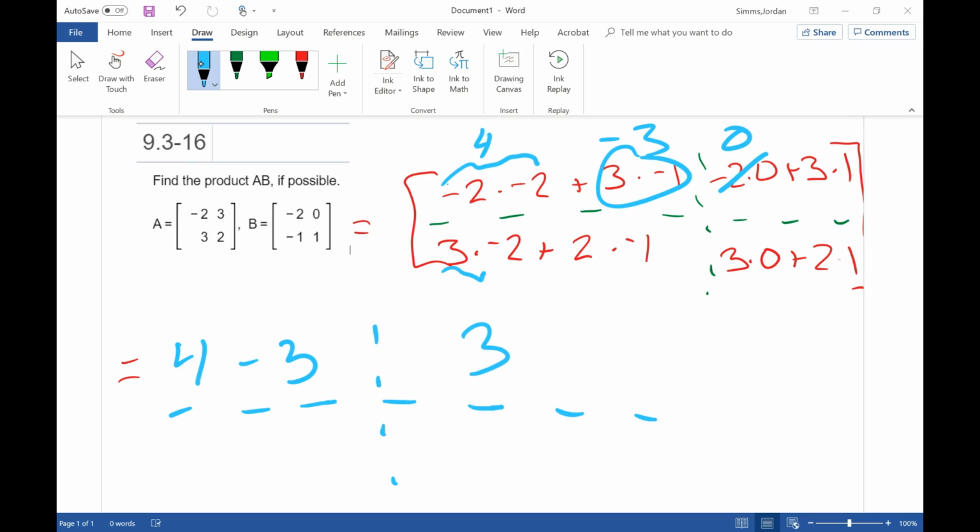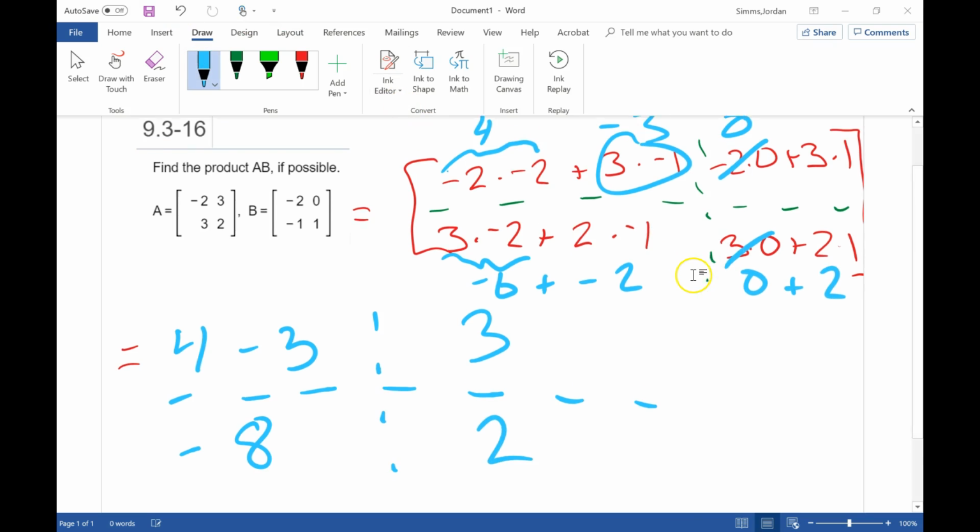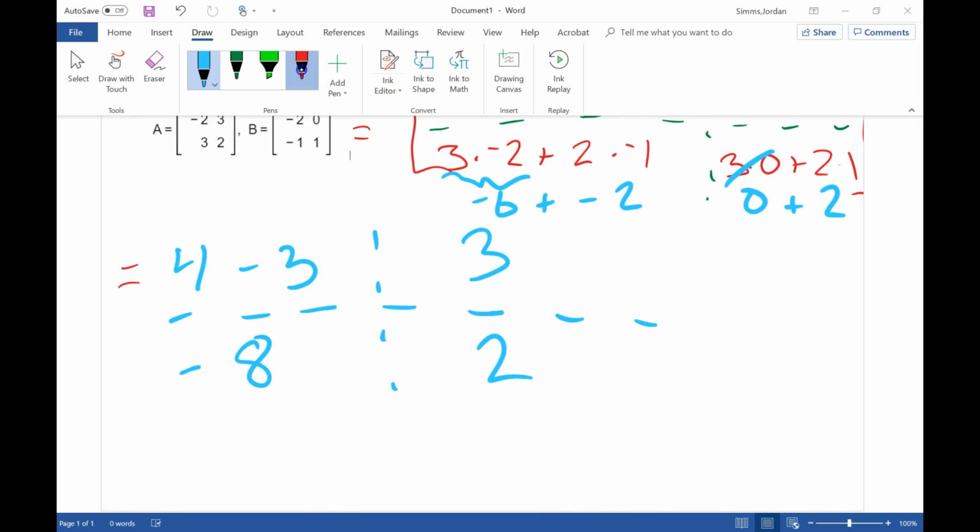Over here now, we're going to have -6 plus -2. So that's going to be -8 right there. And over here we're going to have 3 times 0, which is 0, plus 2 times 1, which gives us 2. Now 4 minus 3 is going to give us a 1.